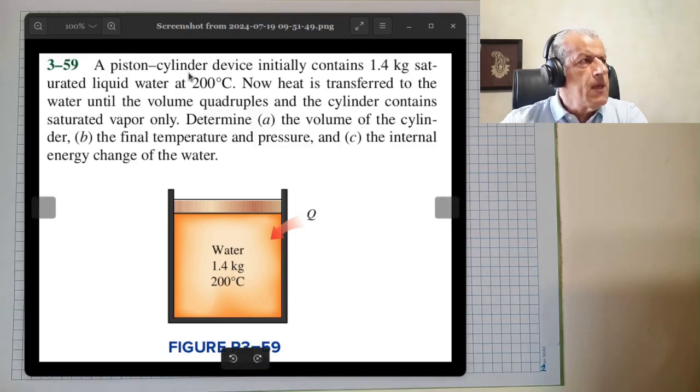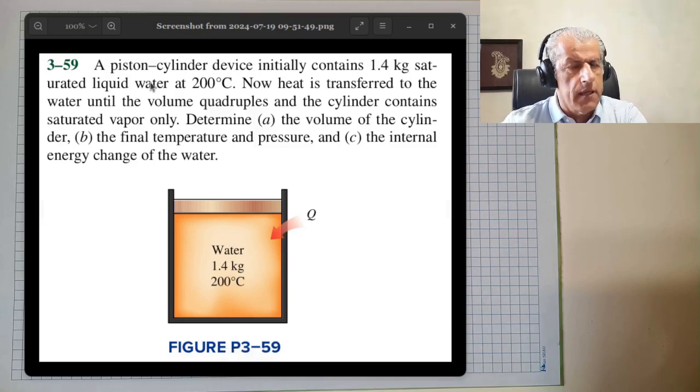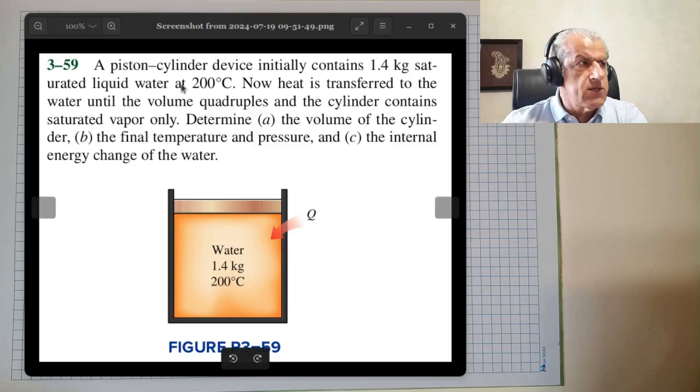Look, there's an initial condition, and for the initial condition, we have two intensive properties. First is temperature, 200 degrees C, and the second, it is saturated liquid water. Therefore, X is 0. So we have two properties, and that's enough to read or calculate all other properties. The initial condition is perfectly known. Now, let's look at the final condition.